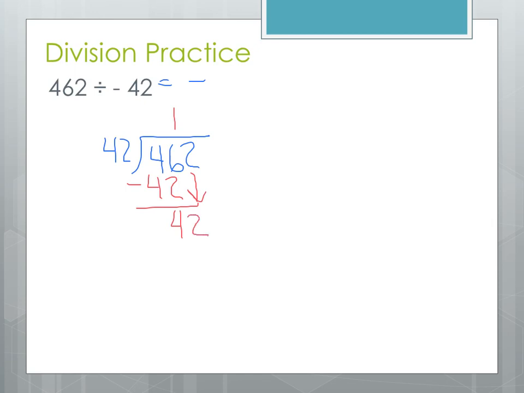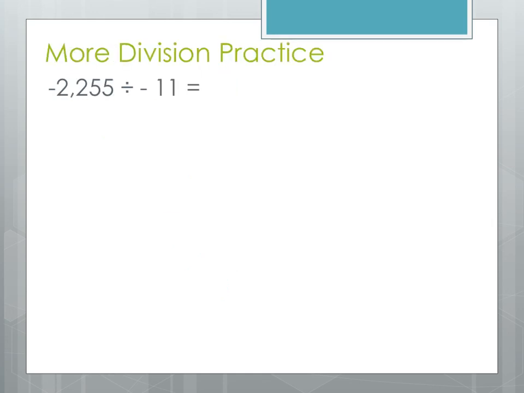Okay. And 42 is going to go into 42 how many times? Once. 42 times 1 is 42. And then we subtract and get 0. So our answer here, since we know that it was going to be a negative, is going to be a negative 11.